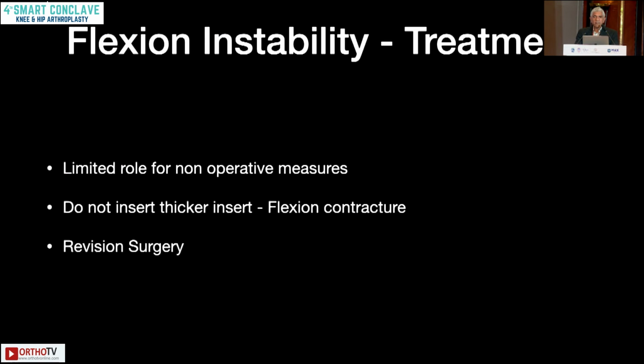Treatment, there is hardly any role of non-operative treatment for these patients, though a lot of people would not go for a revision surgery. Here again, do not insert just a thicker insert, otherwise your extension gap will increase, there will be a flexion contracture.